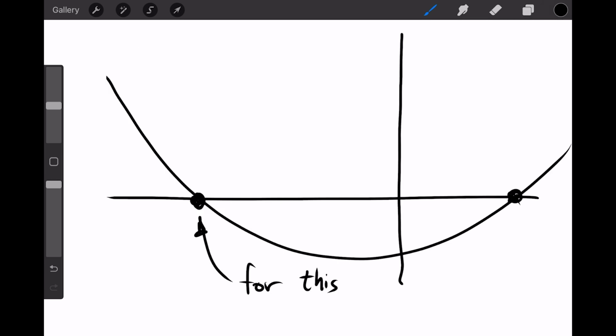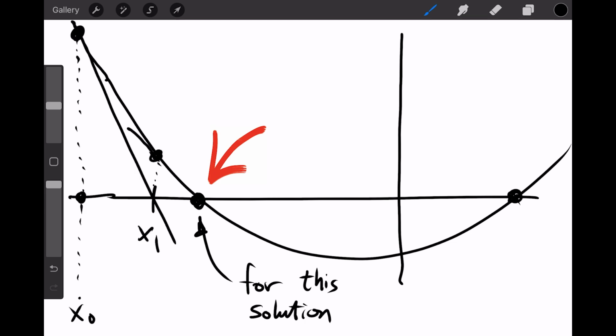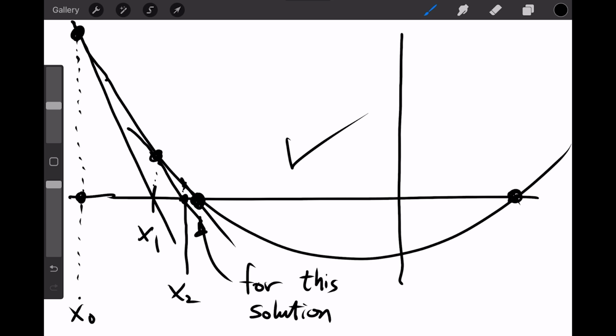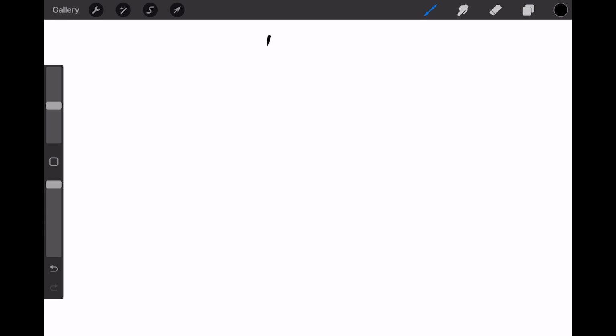Remember, a quadratic can have up to 2 solutions. To find the other solution, randomly select a number for x sub 0 coming in from the left-hand side. Let's use a relatively large negative number such as x sub 0 equal to negative 100. This way, we hone in to the second solution from the left-hand side.